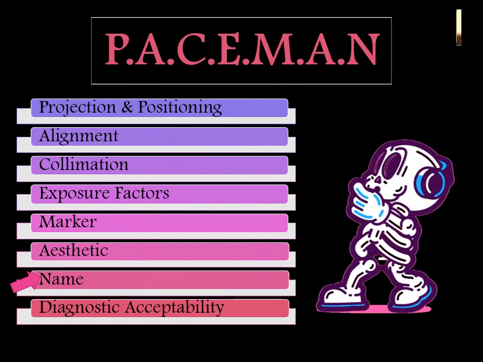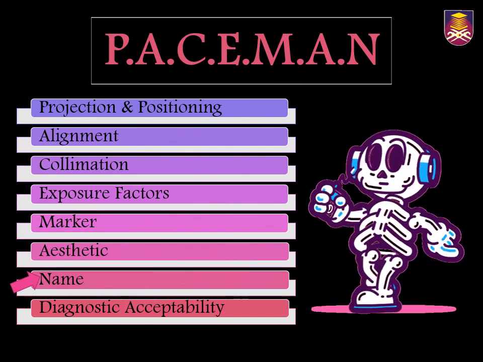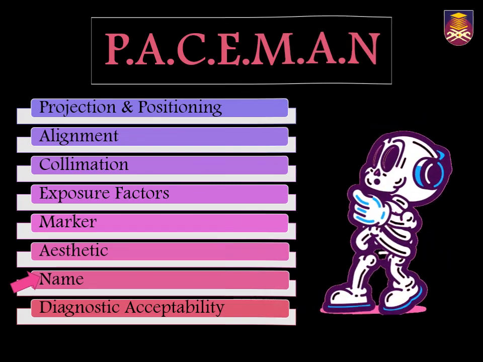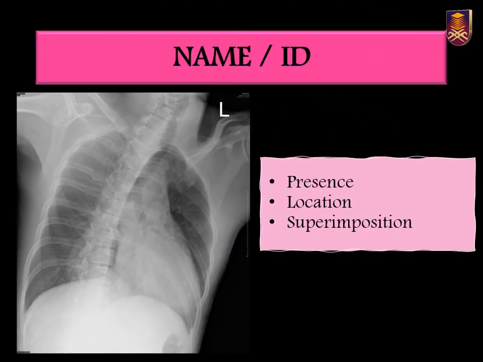We are reaching the last element of PACEMAN, which is name. This image shows no patient's name and identification, date of examination, and place of examination. Those information should be clearly visualized on the image at the appropriate area without superimposing any structures of interest.